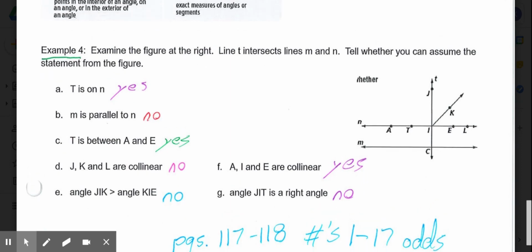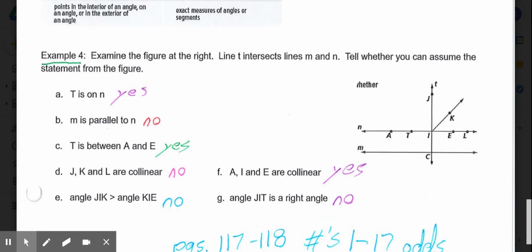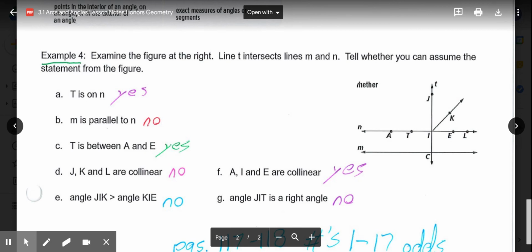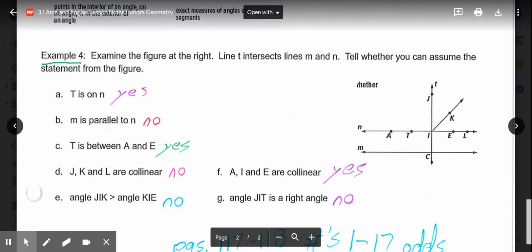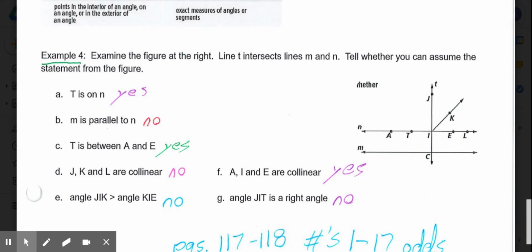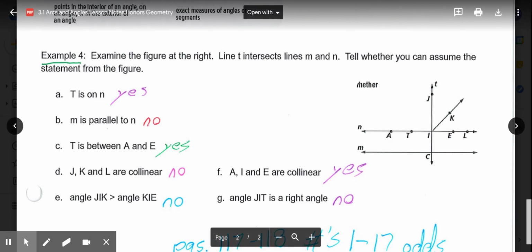So if we look at example 4 here, we have the directions to examine the figure at the right. They tell us line T intersects lines M and N. The rest is up to us to tell if we can assume it or not. So can we assume that point T is on line N? Well, here's line N. Point T is drawn on it. So yes, we can make that assumption. Can we assume lines M and N are parallel? Nope, we don't have 90-degree symbols. We don't have angle measures.